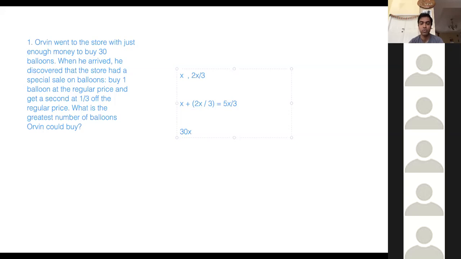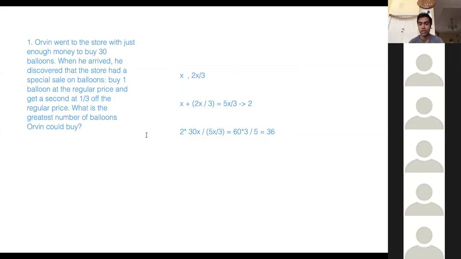Good. Yeah. So if we assume initially the price was X, the second one is 2/3 X. So basically now you're paying 5X over 3 for 2. So you know that you had to have 30X dollars initially. So we could just divide this by 5X over 3 and multiply by 2. If we simplify this, we get 60 times 3 over 5, which gives us 36.